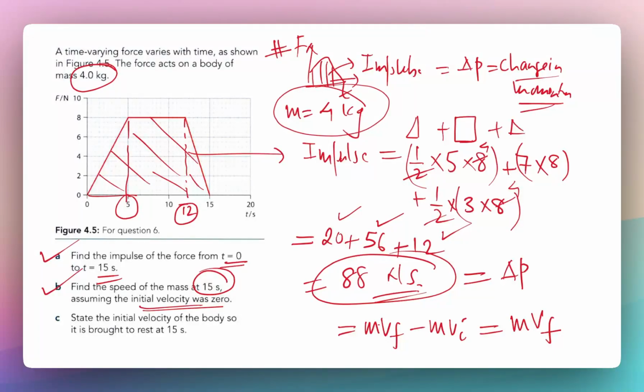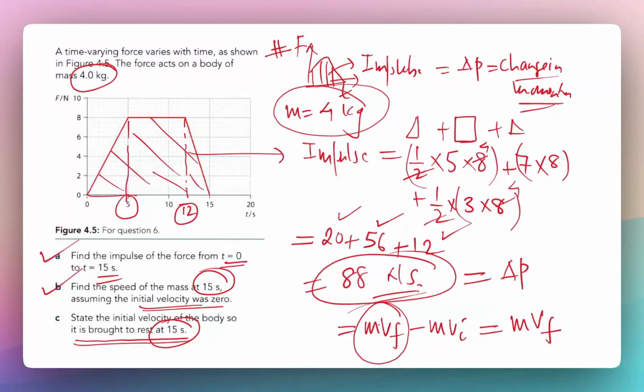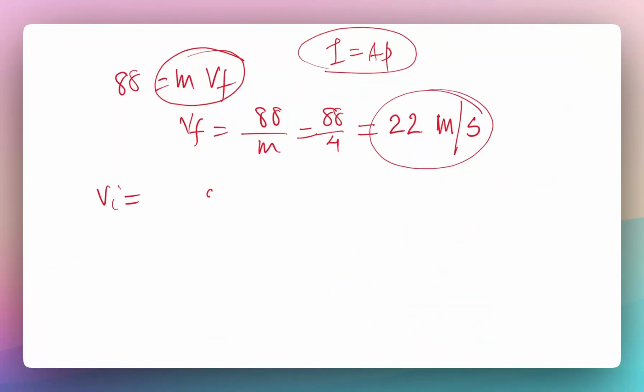Now part C, state the initial velocity of the body so that it is brought to rest at 15 seconds. Okay. So if we do it the other way around, it is asking, what will be the initial velocity of the body so that it is brought to rest at 15 seconds? So in this case, my V final is going to be equal to 0, and the initial velocity has to be such that my impulse is going to stop it, right? So again, in the other way around, my initial velocity has to be equal to what we computed, right? Which is 22 meter per second. So the object is starting with 22 meter per second, the impulse is acting in the other direction, and it comes to 0 meter per second.